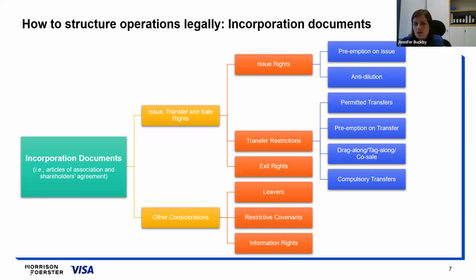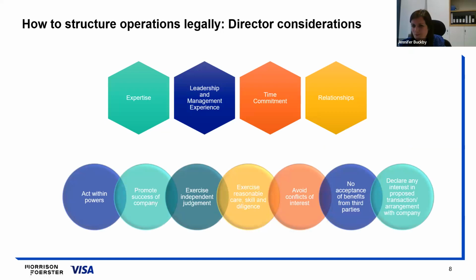And then there are a few other considerations we just wanted to note here. So I touched upon good and bad leavers. Restrictive covenants will come a little later on in the employment context. And then information rights, that might just be something that investors request as you go down the line. So I'll now hand over. I think the next slide we've got here is a little bit more around directorship. So Sam, I think this one's you.